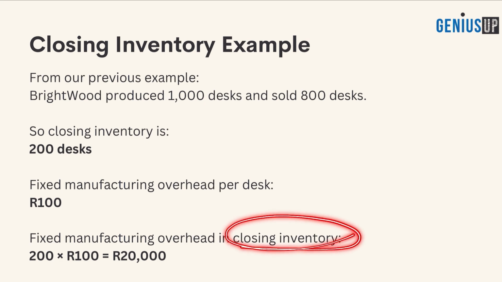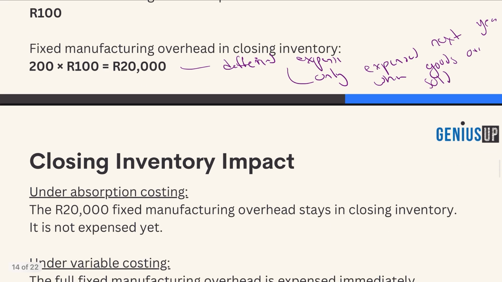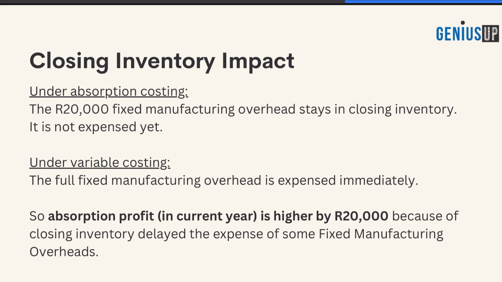And remember, under absorption costing, we're basically delaying expensing these fixed manufacturing overheads. So it's a deferred expense, only expensed next year when goods are sold under cost of sale expense. So the impact is basically under absorption costing, the 20,000 fixed manufacturing overheads stays in closing inventory and is not expensed yet in the current year. They're only going to be expensed next year when these goods are sold.